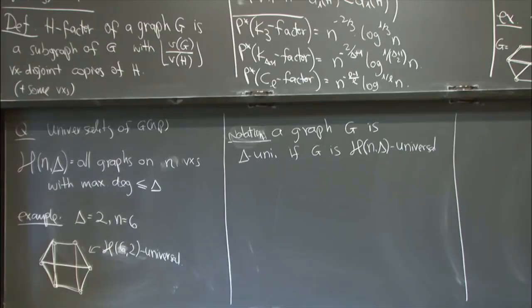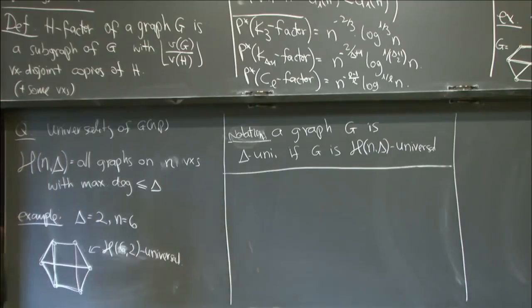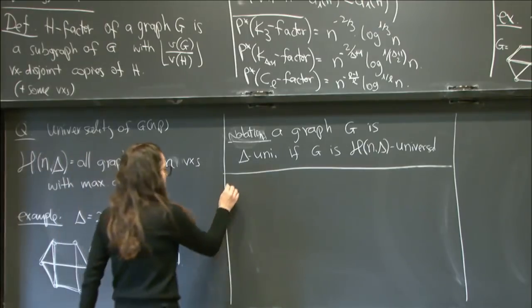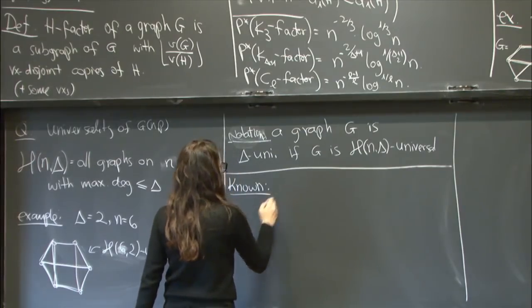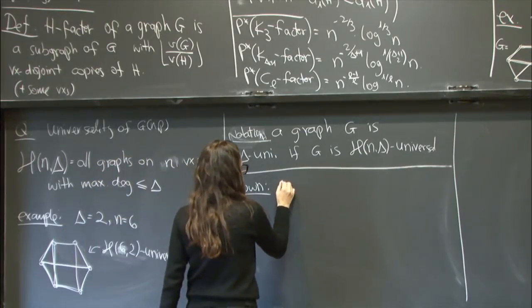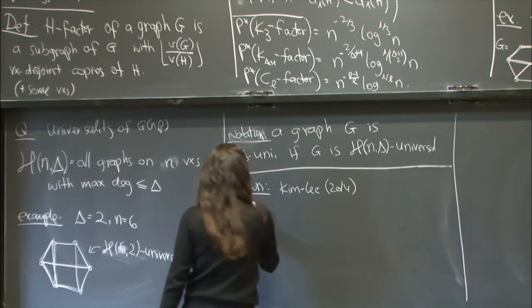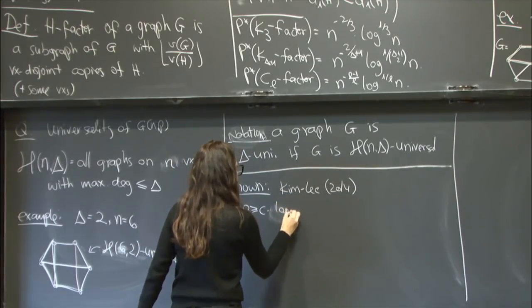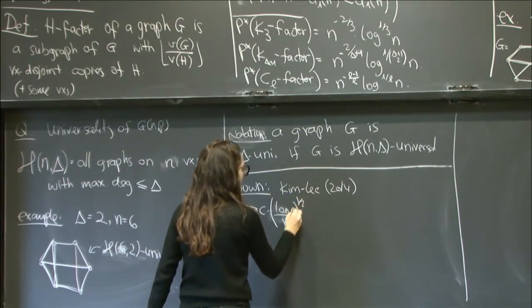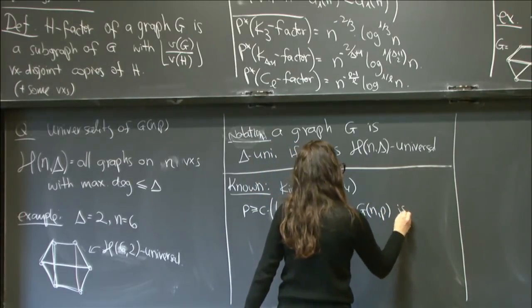Okay, so the problem of determining the probability threshold for G(n,p) to be delta universal was studied before, and we have some partial examples. So let's see what is known. First I'll talk about 2 universality. Kim and Lee in 2014 showed that if p is at least some constant times log n divided by n to the power of 1/2, then with high probability, G(n,p) is 2 universal.